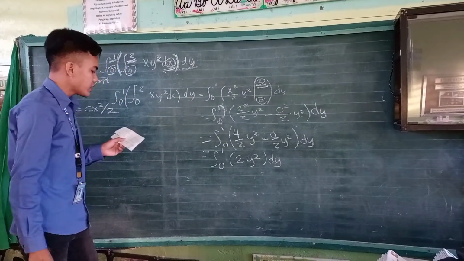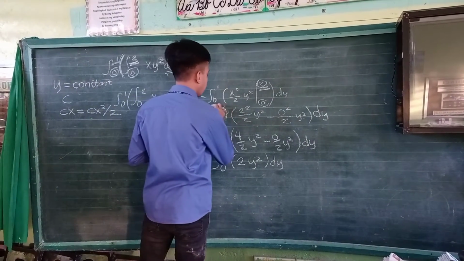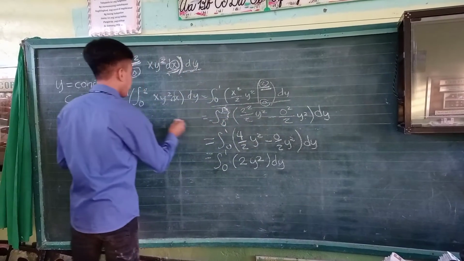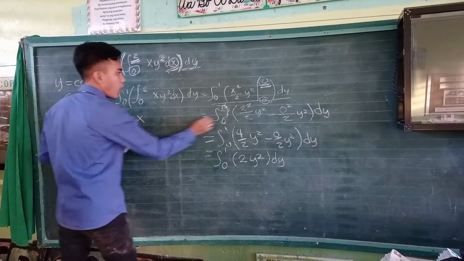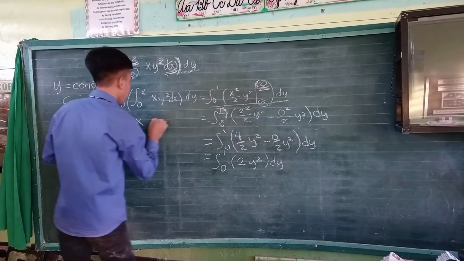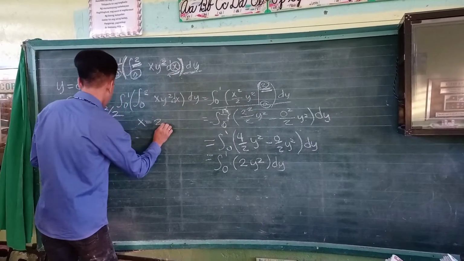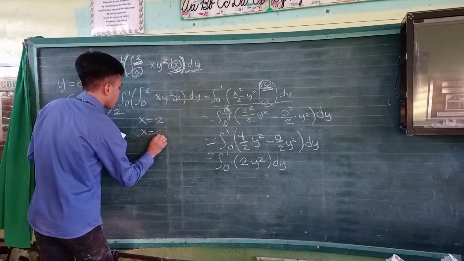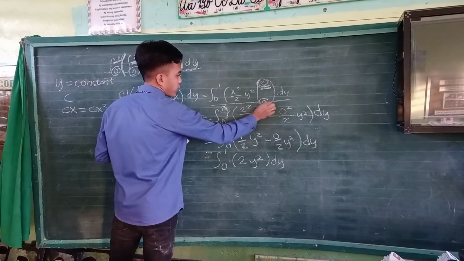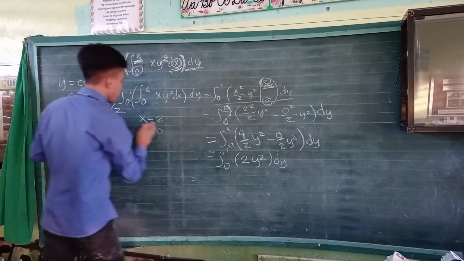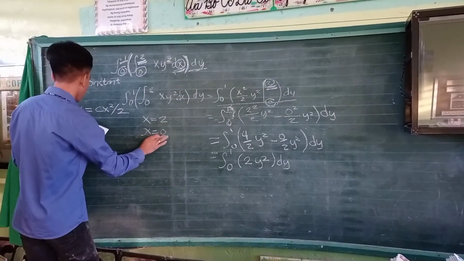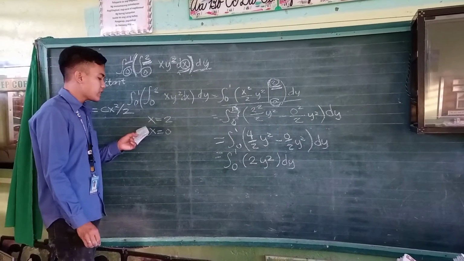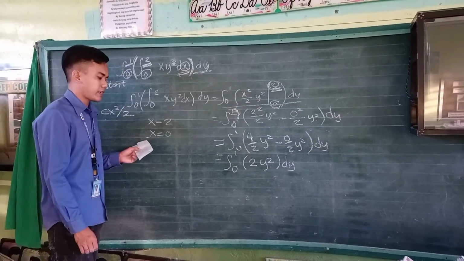Note that in the first line above, we wrote the limits: x is equal to 2, and x is equal to 0, x from 0 to 2. So it is unambiguous that x is the variable we just integrated.